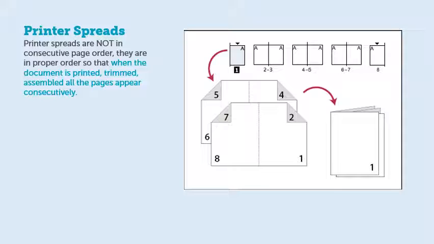Pages 1 and 8 are put next to each other in a printer spread so that when it goes through the printer and is trimmed out and then folded in half, page 1 becomes the cover and page 8 is the back cover. And now it's in the correct order to read the book. So those are printer spreads.